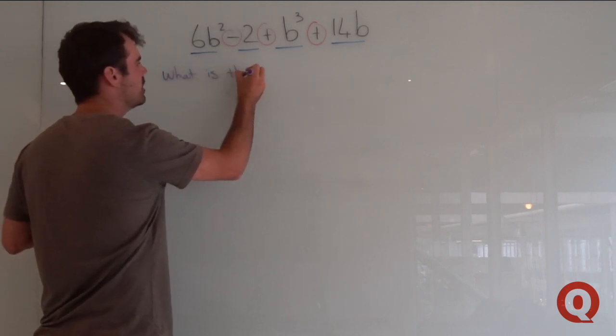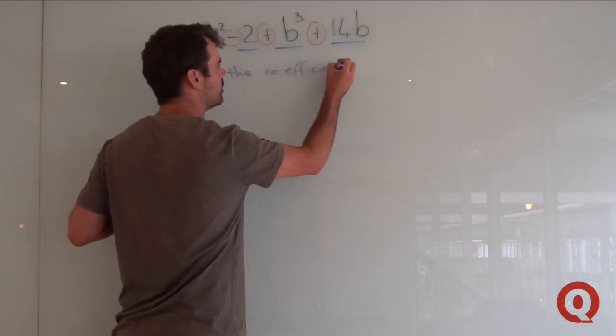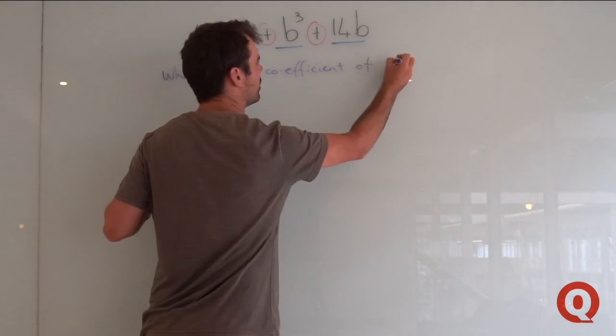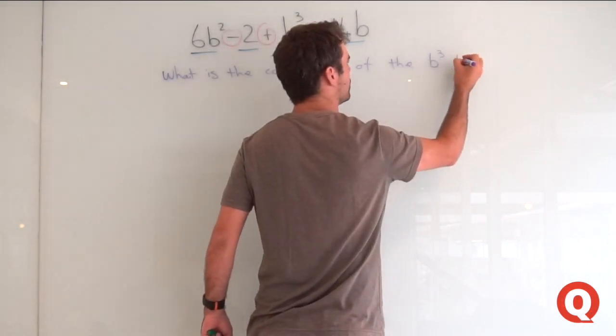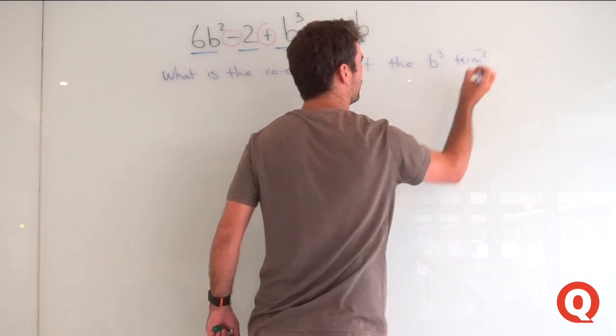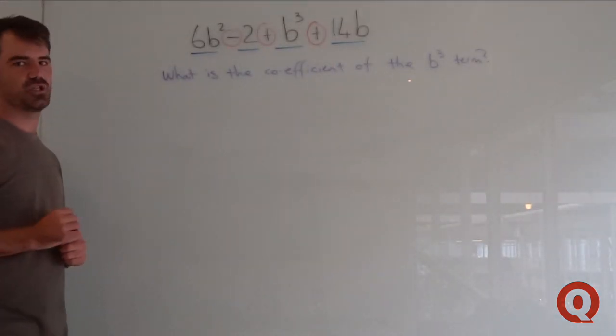What is the coefficient of the b cubed term? What is the coefficient of the b cubed term?